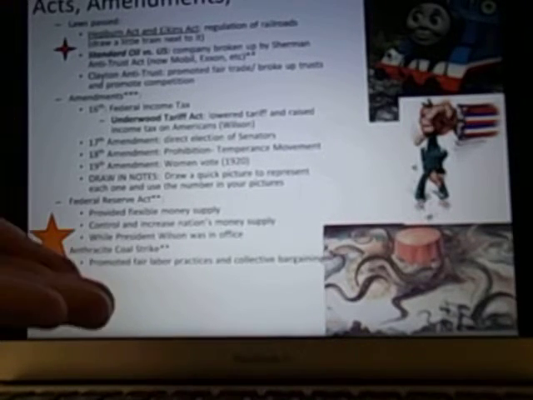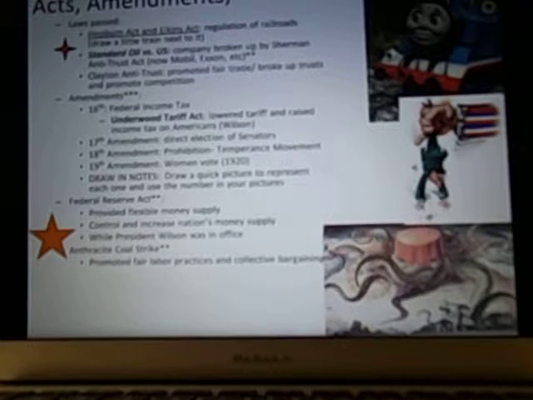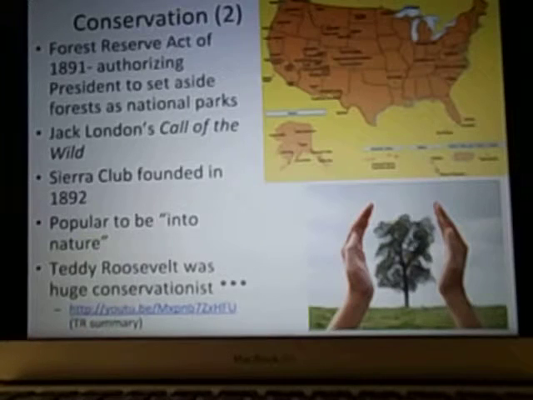The Federal Reserve Act, they got not a national bank, but they got a system of regulating the economy and money that was much more powerful than had existed for many years. The government simply got bigger, stronger, and more active in the lives of Americans.